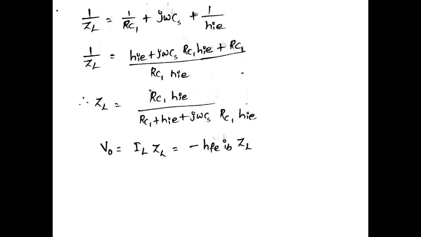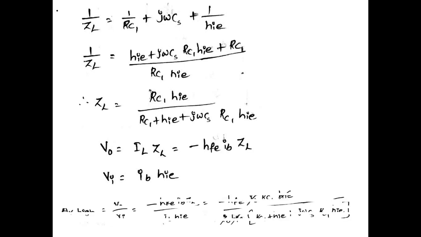We know V0 is equal to IL into ZL. IL and IC are in opposite direction. So IL is equal to minus IC, which is equal to minus hfe into IB into ZL. Just substitute Vi also as IB into hie. We know the voltage gain formula. AV high, voltage gain at high frequencies, is equal to V0 divided by Vi, which is equal to minus hfe into IB into ZL divided by IB into hie.